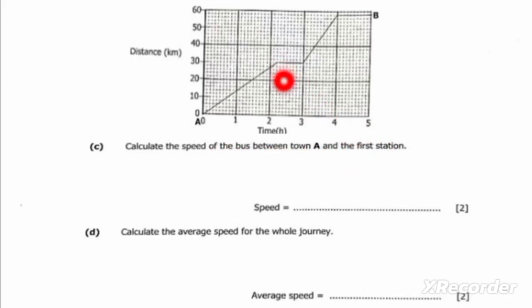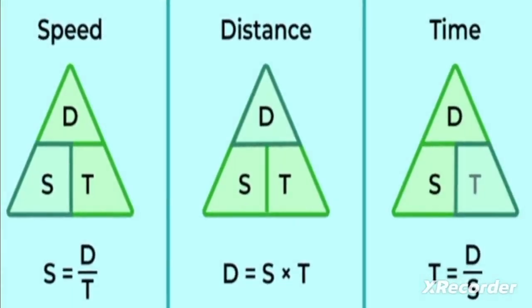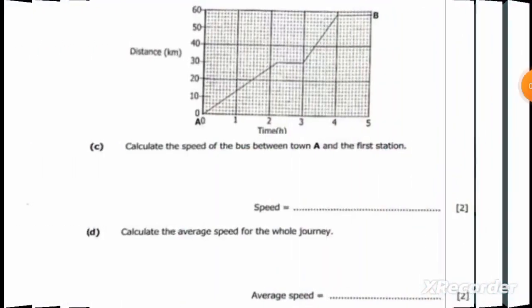So the first thing that we are going to do here is to come up with the data collection. What have we been given? Before we come up with data collection, this is the formula that we are going to use. Speed is equal to distance divided by time.